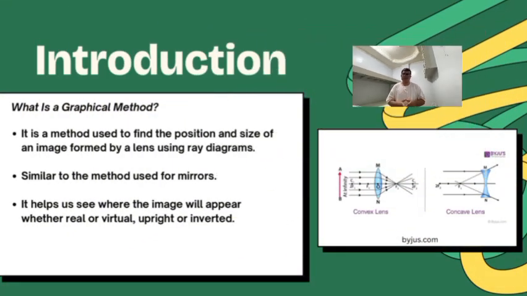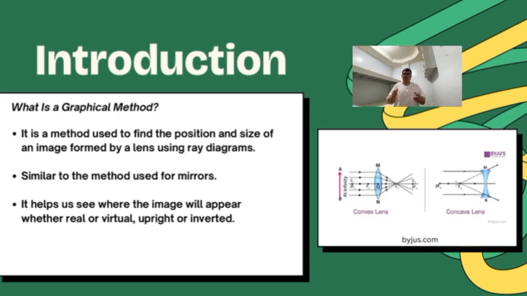This topic will help us understand how lenses form images using ray diagrams. First, we have the graphical method. It is a simple way to locate where an image will appear when light passes through a lens. We do this by drawing special lines called principal rays.